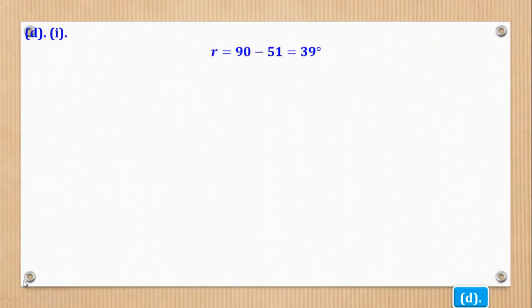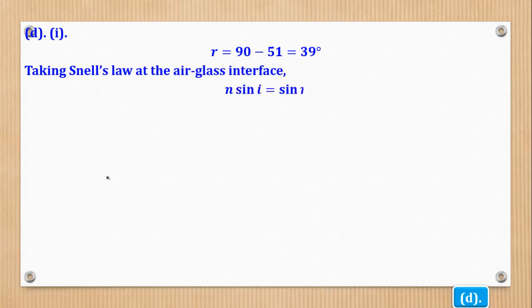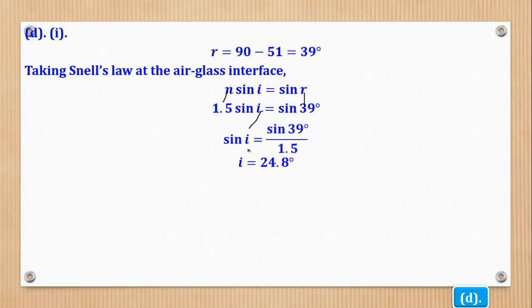So for Roman 1, first of all, is to get the angle of refraction. Then you remember Snell's law at the boundary. So n sine I is equal to sine R, because this is air and refractive index of air is 1. Then substitute for n, then for R, and remain with I as the only unknown. So using a calculator, I will be 24.8.